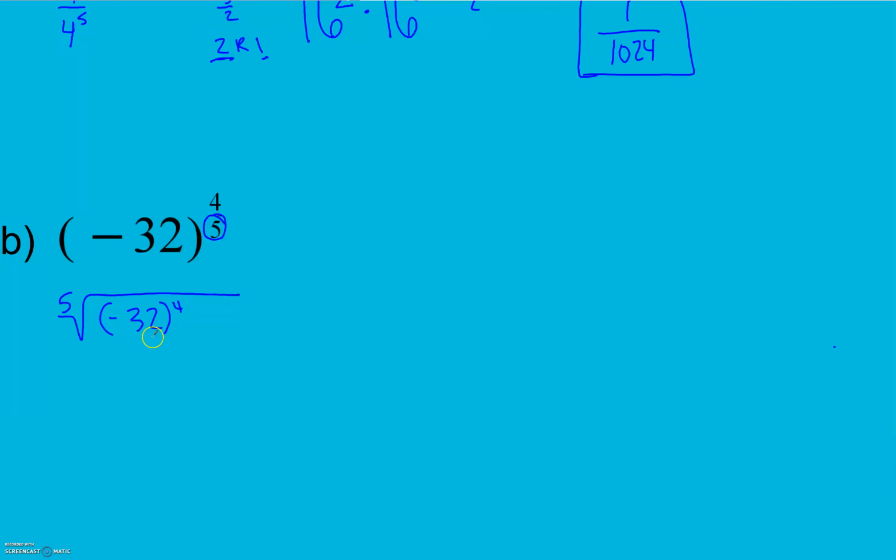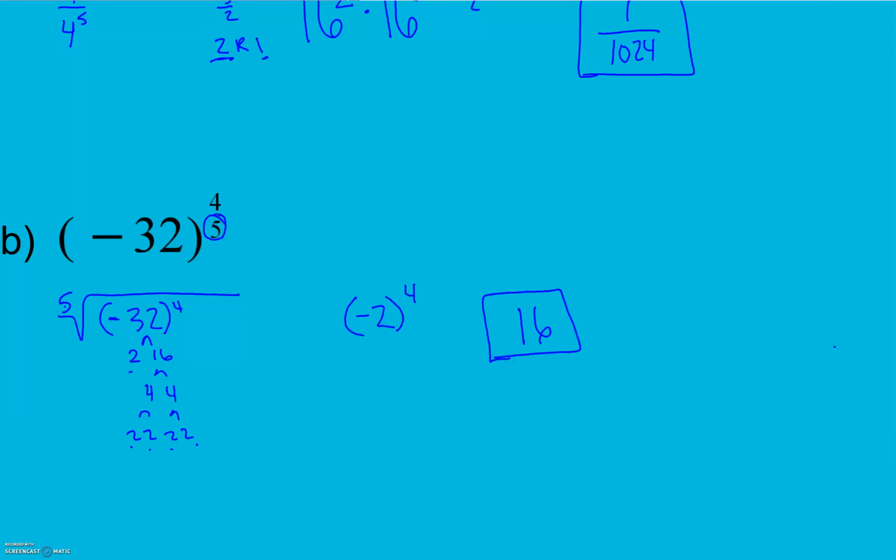I know the 5th root of negative 32 is going to be negative 2. I know it's going to be negative because it's a 5th root and my number is negative. So I'm going to take negative 2. 1, 2, 3, 4, 5 of them. I need groups of 5, so that's perfect. Now to the 4th power. Negative 2 to the 4th power gives me 16.